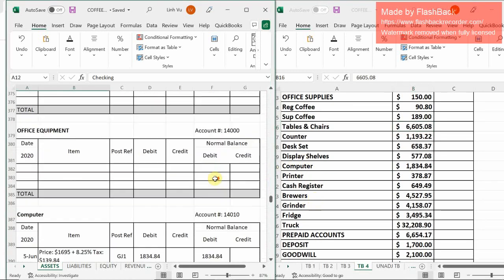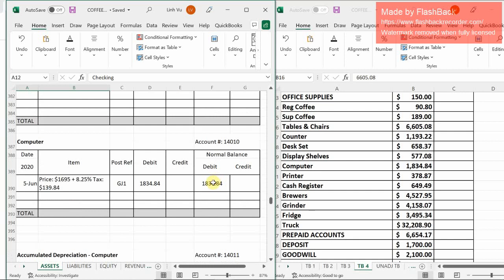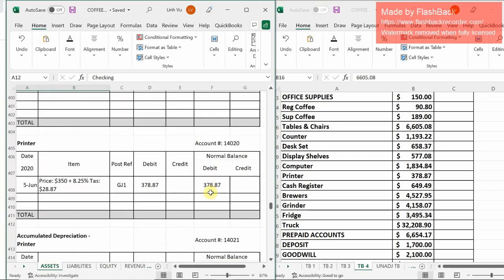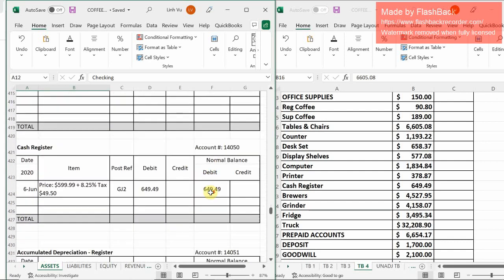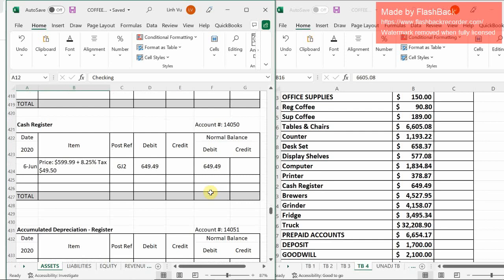My computer is still $1,834.84. Next account is my printer, $378.87, still the same. My cash register is $649.49.